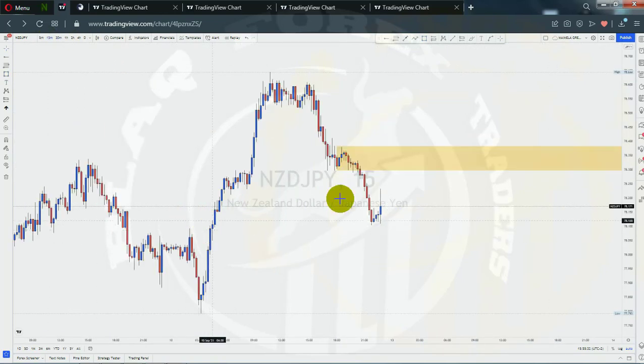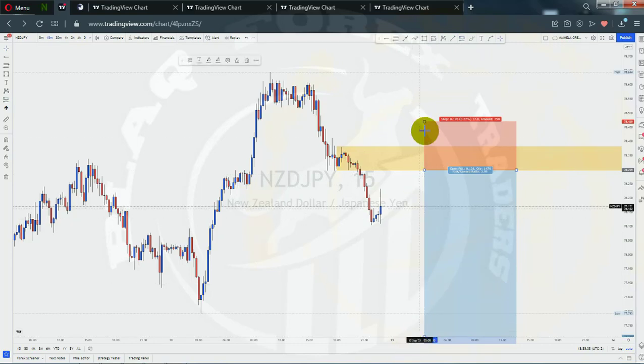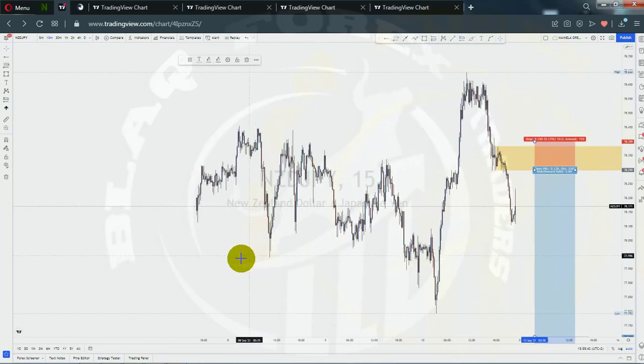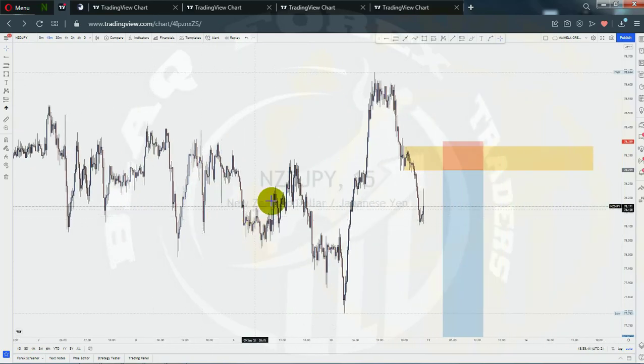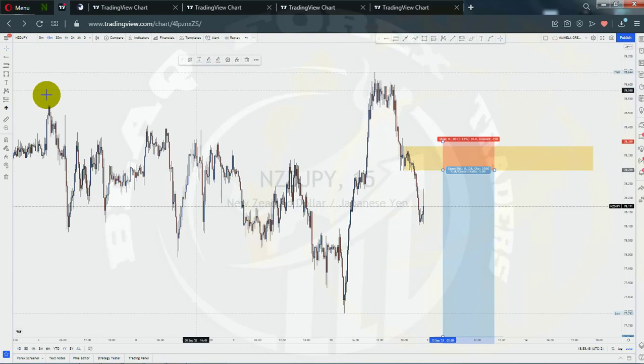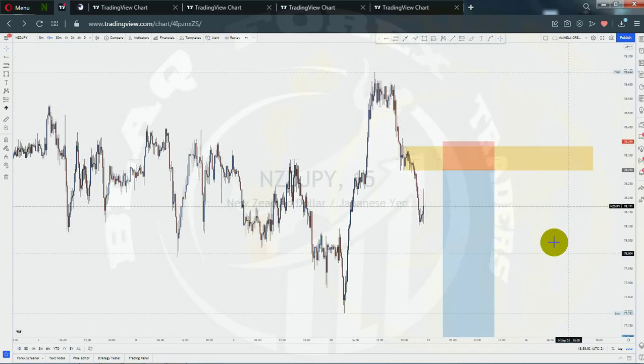Then let's go to the 15 minute, same thing. Meaning that I'm still looking for what? For sell. Same thing here. So most of the pairs that end up with USD, I'm looking for sell. Also on this one that ends with NZD, I'm still looking for a sell.